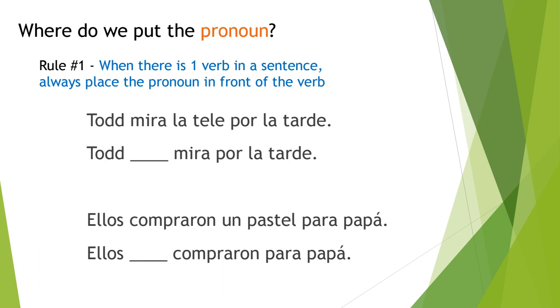verb. So let's go ahead and take two examples here, and we're going to get rid of the direct object. We're going to replace it with a direct object pronoun and rewrite the sentence. So the first one, Todd mira la tele por la tarde. So we need to find our direct object. We can find our verb. Todd watches the television in the evening. So Todd watches what? He watches la tele.